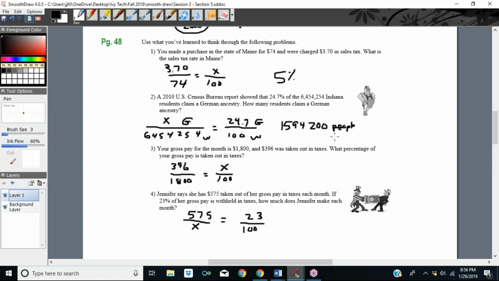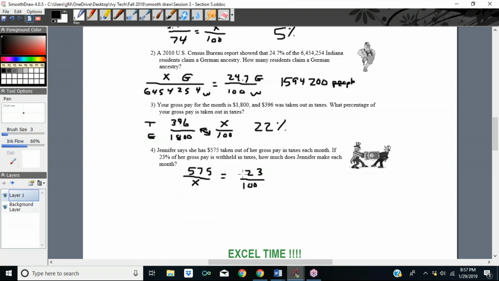have German ancestry. And number 3, the part to whole again, the tax to the gross amount, 396 to 1,800. So 396 times 100 divided by 1,800 is 22%.